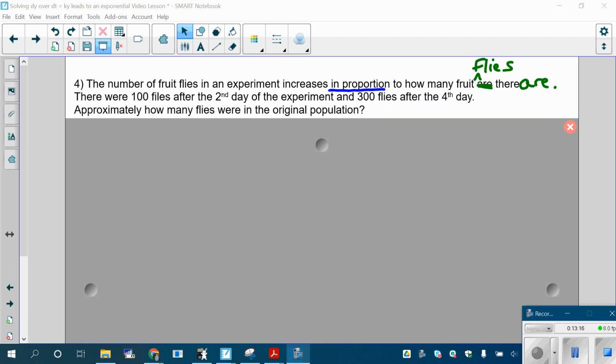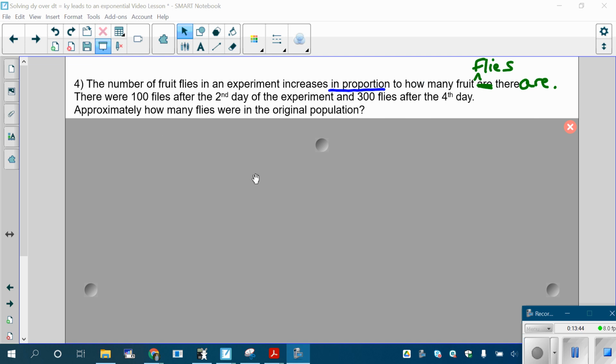Okay. Last thing is just a real quick word problem. I just want to kind of show you guys this idea. This is not a terribly big deal, I don't think. So what it says is the number of fruit flies in an experiment increases in proportion to how many fruit flies there are. Makes sense. Okay. What that's telling you is something about our differential equation. It's telling you that the amount it increases is proportional to the amount there is. dy/dx equals constant times y.